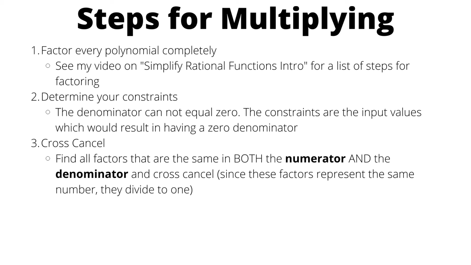Similar to what we've done in the past, you want to find out what makes the denominator equal to 0. You are never allowed to divide by 0, and for this reason, we need to find out what input values will result in having a 0 denominator for both of our rational functions.